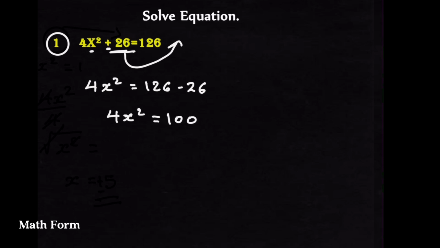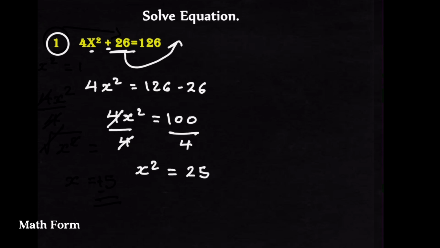Next we have to remove the coefficient of x, that means the 4. So I'll write over 4 here, and this one is also over 4. The 4 is cancelled by 4, or 4 divided by 4 times x squared. We get x squared equals 100 divided by 4, which is 25.